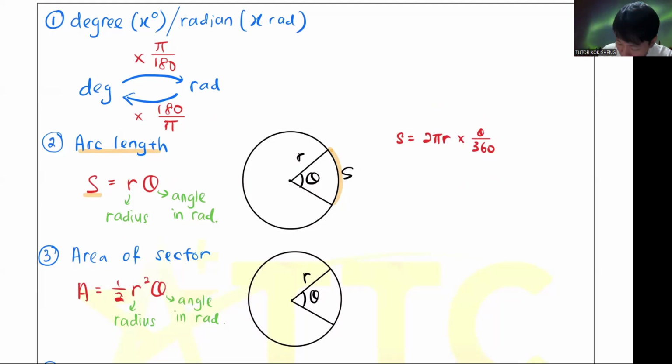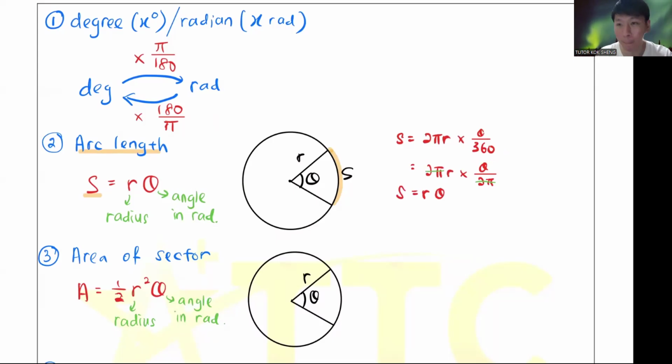How? Very simple also. The 360 is actually equals to 2 pi radian. Okay, 360 is actually 2 pi radian. That's why just convert the 360 here to 2 pi and then simplify. These two you can cut. 2 pi can cut. So you get the formula here, R theta. That's the way to prove a formula.